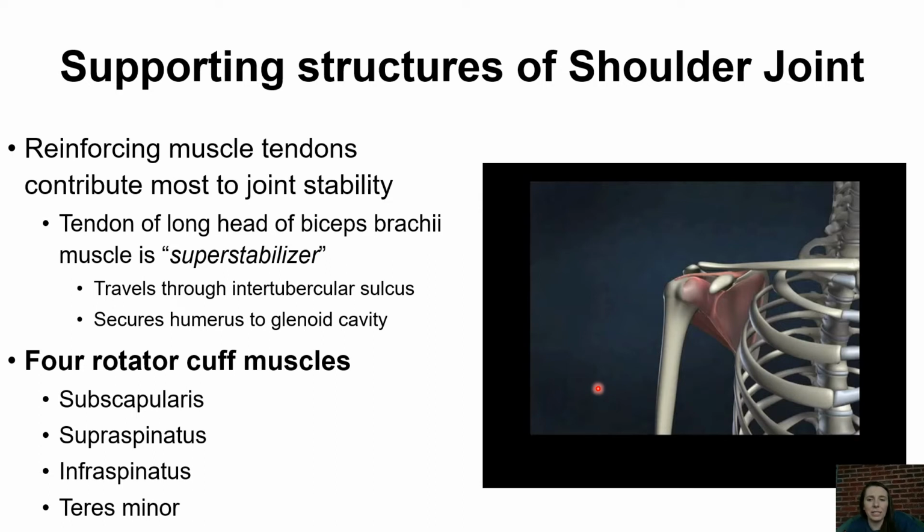And then additionally, we also have 4 rotator cuff muscles. So those 4 muscles, if you kind of rearrange the first letter here, it spells SITS, S-I-T-S. So supraspinatus, infraspinatus, teres minor, and subscapularis. And I'm going to play this video maybe for you.